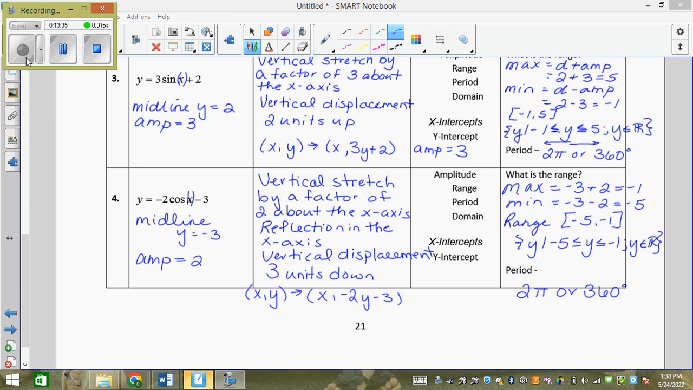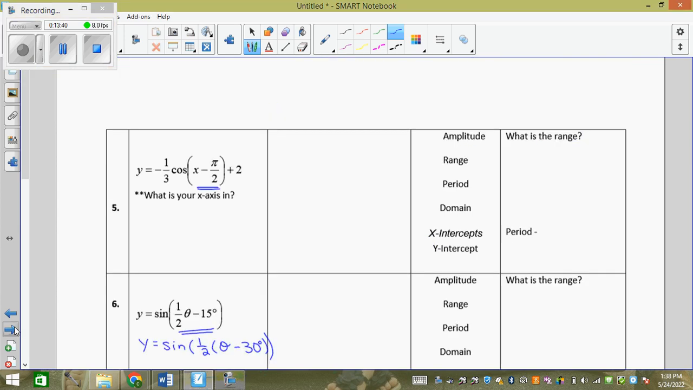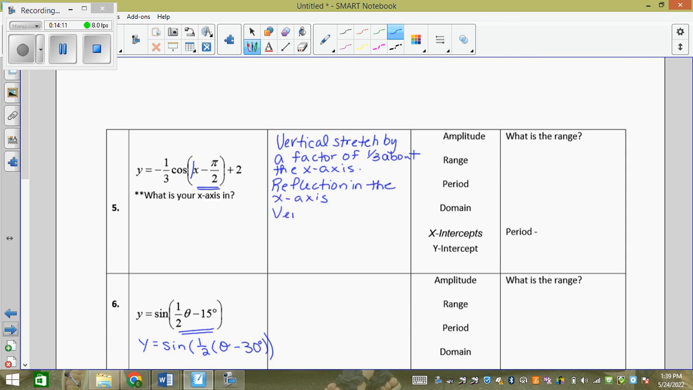Then we're going to flip over. So this one, we have a vertical stretch. We have to start with stretches first. Vertical stretch by a factor of 1/3 about the x-axis. No horizontal stretch because there's a 1 in front of the x. We have a reflection in the x-axis. We have a vertical translation 2 up. That's a lie. Vertical displacement 2 up.